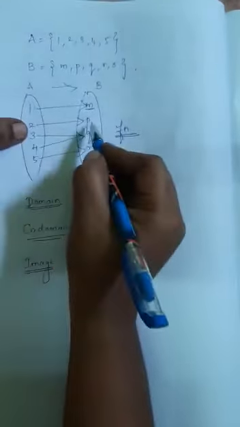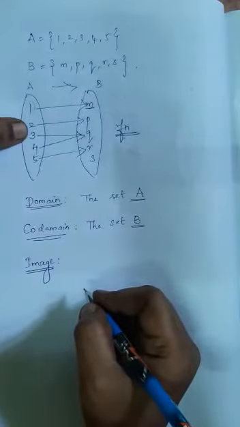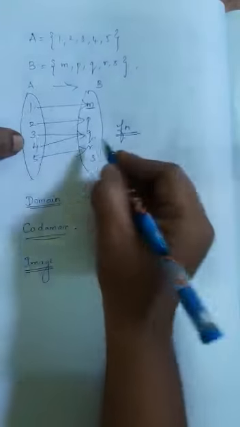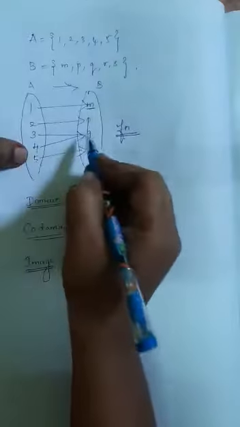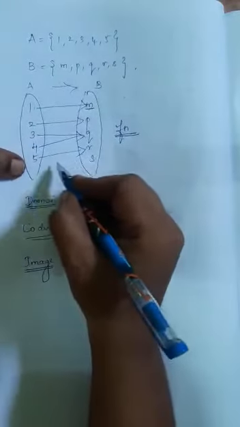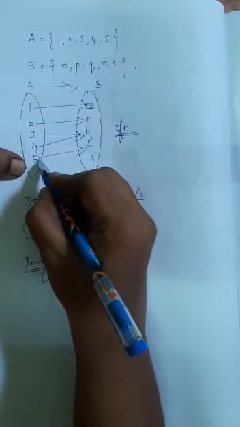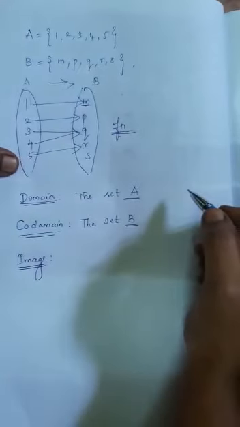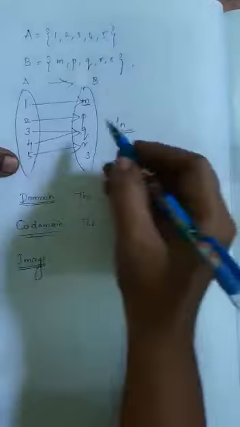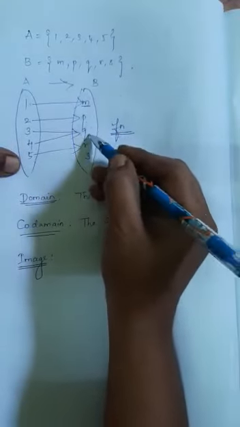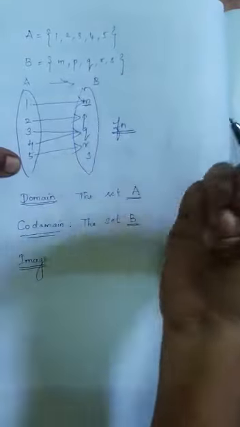Next, the image of 2 is P here. Image of 3 is Q here. Image of 4 is Q here. And image of 5 is R here. So what are all the images here? M, P, Q, R. These are the images.